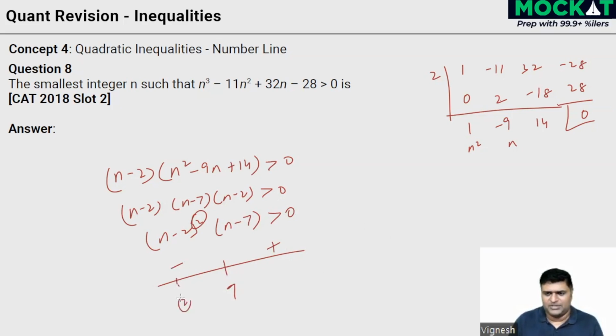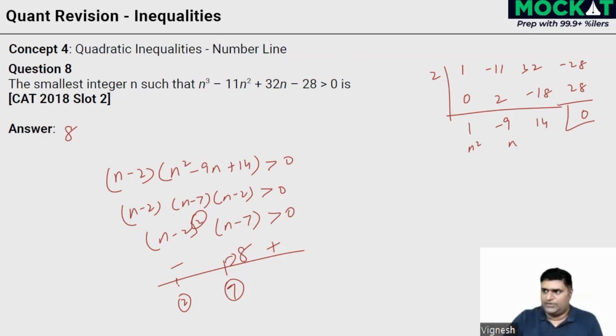At 2, it becomes 0. But I'm not bothered about it becoming 0. No greater than or equal to, strictly greater than. So at 7, it becomes 0 as well. I don't want that. What is the smallest integer n where this happens? The first integer after 7 over here, which is going to be 8. At 8, it's going to definitely become positive, right? It's on the positive side. So that's the answer for this question, right?